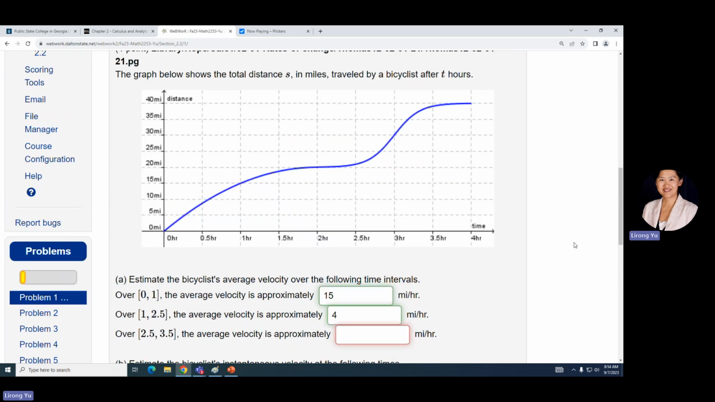Identify at 2.5, and I think that's roughly 21. And then the 3.5, that's roughly 39, maybe. So we can use those numbers for calculation. I don't need you to do that question.